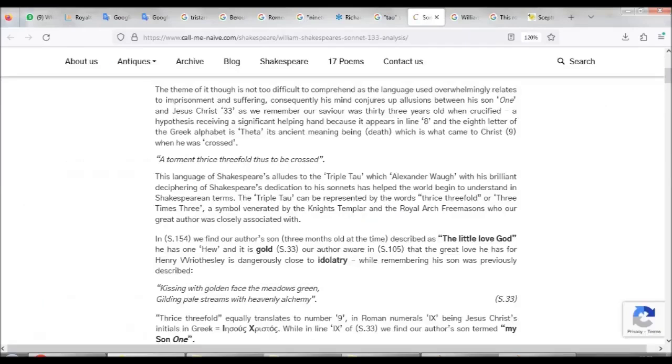Don't worry, I'll send you the next page. The next page goes into more detail. This is very important information about Shakespeare. You could read it from the beginning.